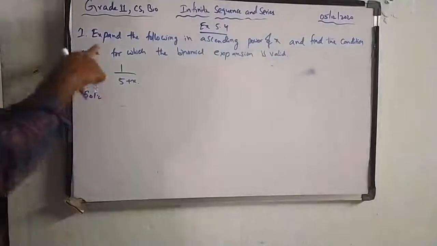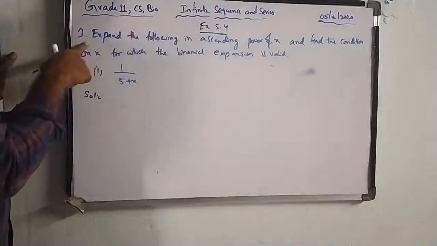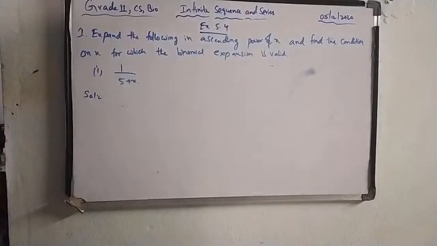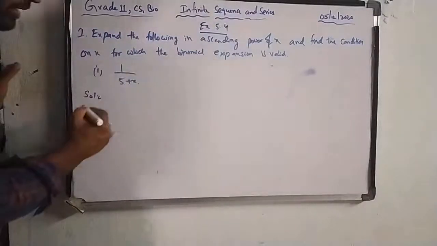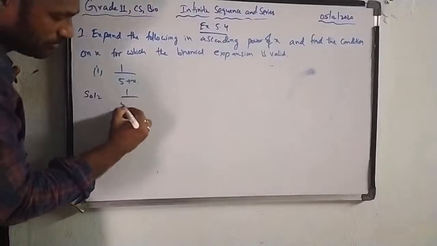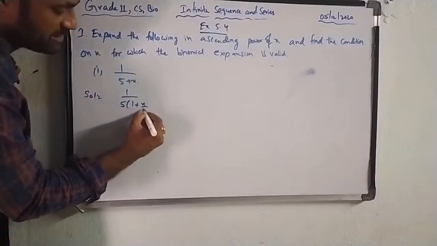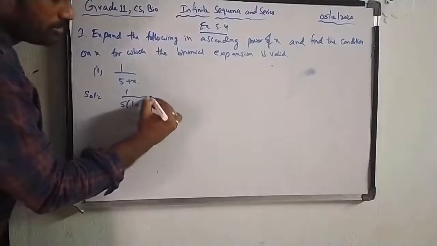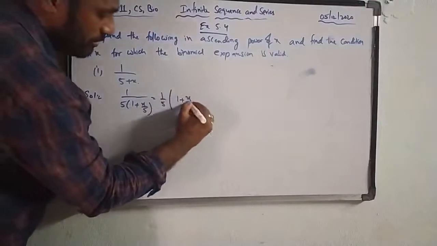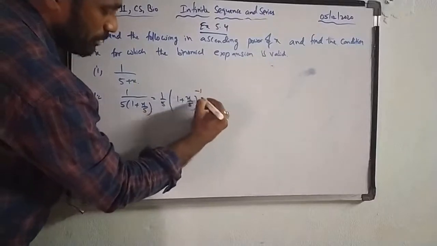Okay, next, let us see exercise 5.4, first question. Expand the following in the ascending power of x. Find the condition on x for which the binomial expansion is valid. So it is not in the format of 1 plus x. Let us make it so: if I take 5 common, it will be 1 plus x by 5. So in the further step I can get 1 by 5, and taking this into the numerator, it will be 1 plus x by 5 whole to the power of minus 1.